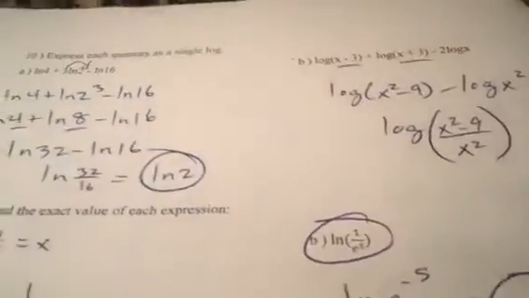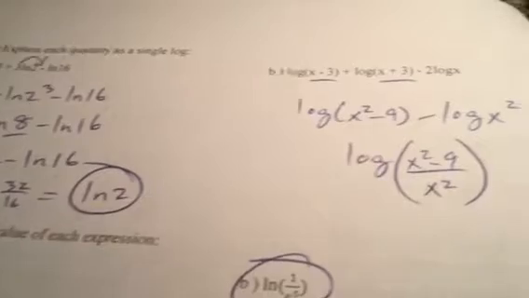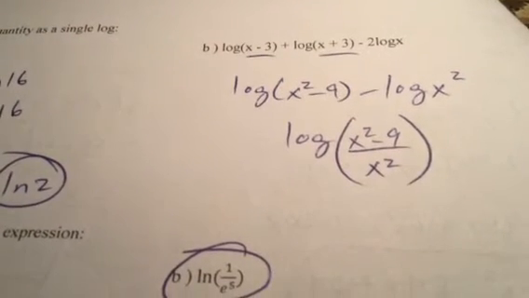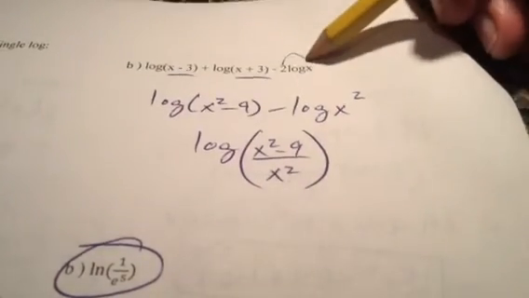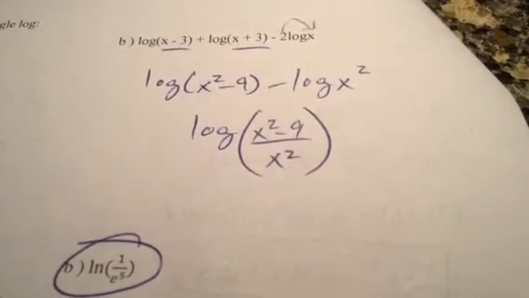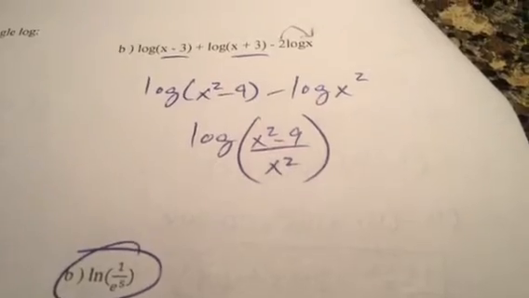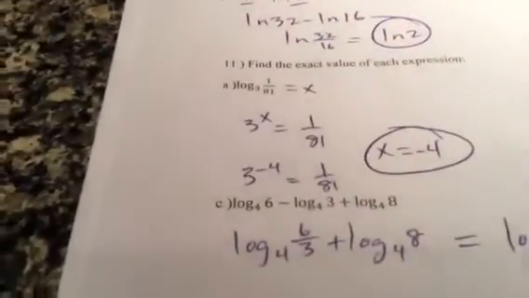Take a look here at B. Addition means multiplication, so you're going to take x minus 3 times x plus 3. That is x squared minus 9. That exponent is going to come on north, so x squared. Subtraction means division.